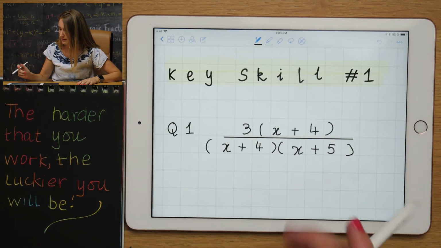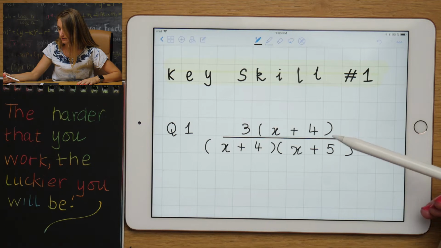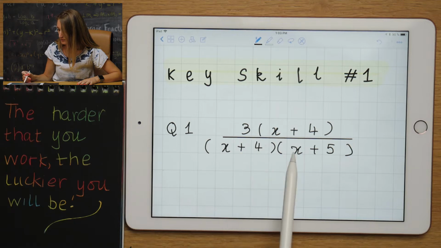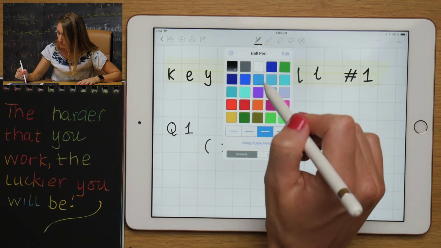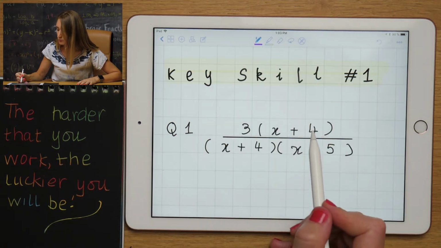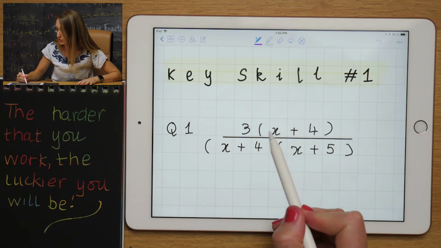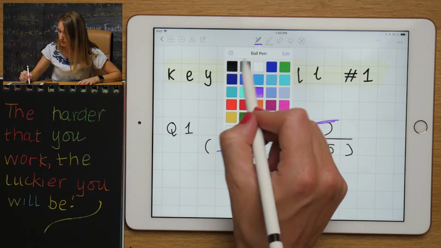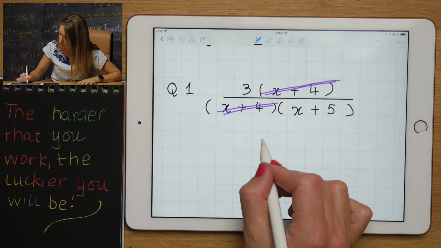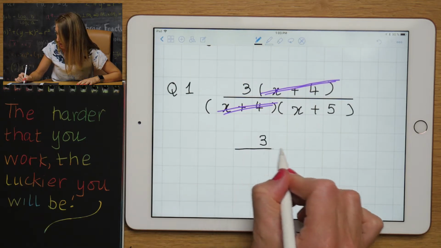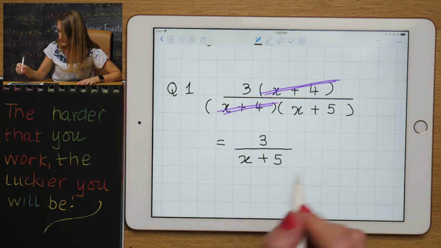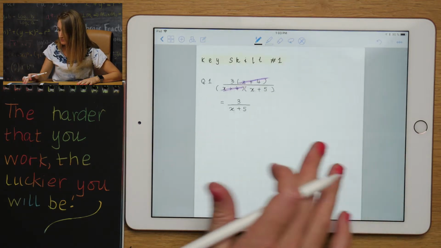You can see here that this fraction has already been factorized. It's already in the form with the highest common factor outside, or the quadratic down here with 2 brackets. That makes it really simple. What you want to do is, once it's been factorized, cancel down any common factors. So here my final fraction will be 3 over x plus 5, and that's simplified down as much as possible.